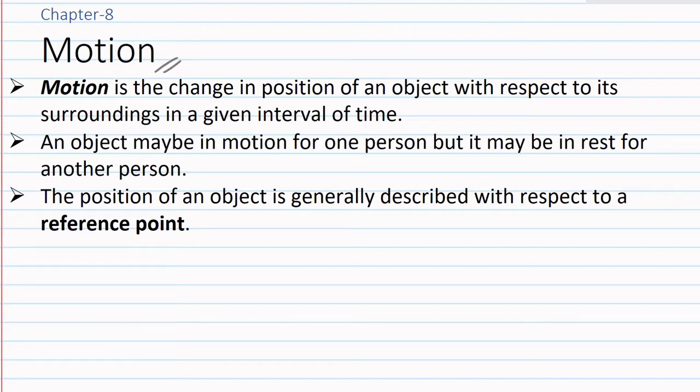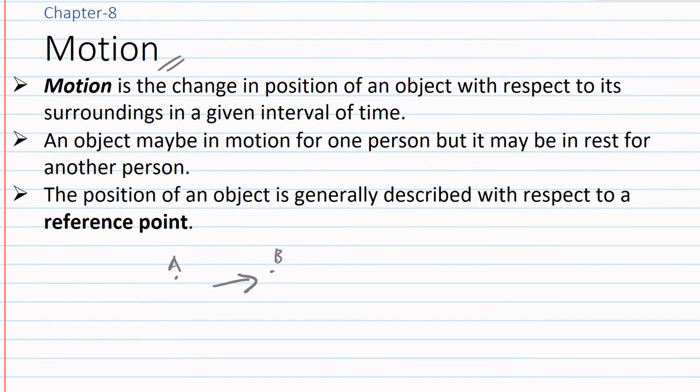First of all, what exactly is motion? Change in position with respect to time is motion. So, if an object is at position A at a certain point of time, and then it moves to position B, then it's called motion. And if it doesn't move anywhere, then it is called rest. But an object may be in motion for one person, but maybe in rest for another person.